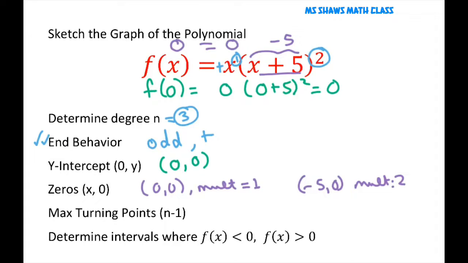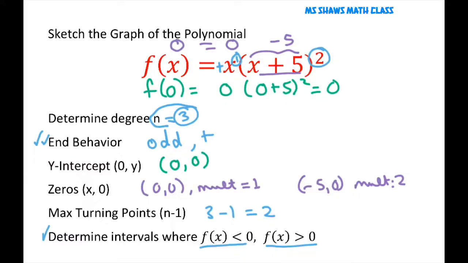All right, maximum turning points. Our n is 3, so we have 3 minus 1, at most 2 turning points. And also we're going to determine where our intervals are negative and positive. And we're going to do that after we graph.